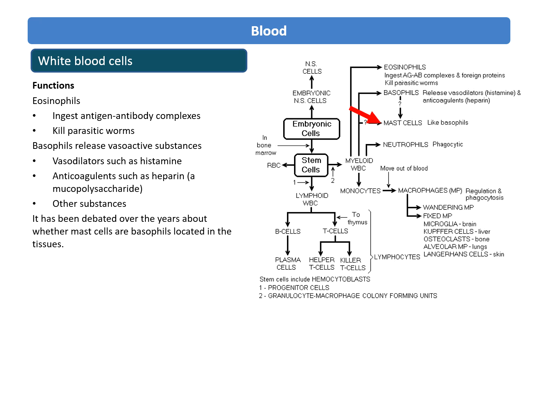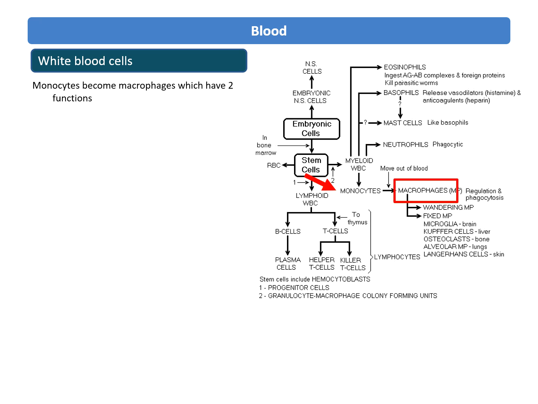It has been debated over the years about whether mast cells are basophils located in the tissues, or are they a completely different kind of cell. Well, I think now it's pretty well thought that mast cells are the basophils that are found in the tissues. Neutrophils carry out phagocytosis. The granules contain antibacterial enzymes.